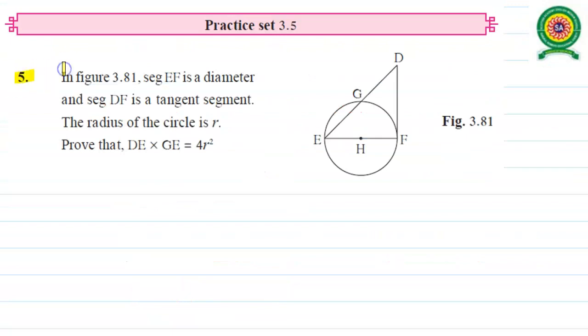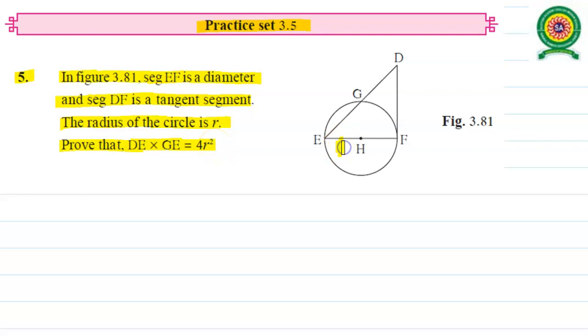Now look at the fifth sub question from practice set 3.5. In the figure 3.81, segment EF is a diameter and segment DF is the tangent segment. The radius of the circle is R. Then prove that DE into GE is equal to 4R square.